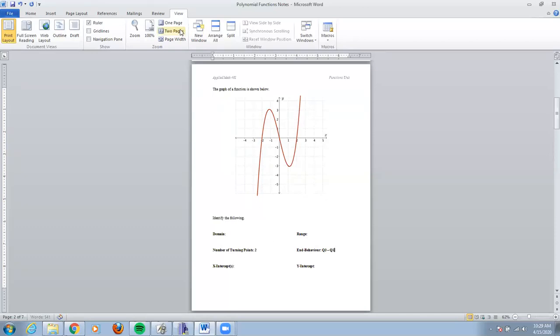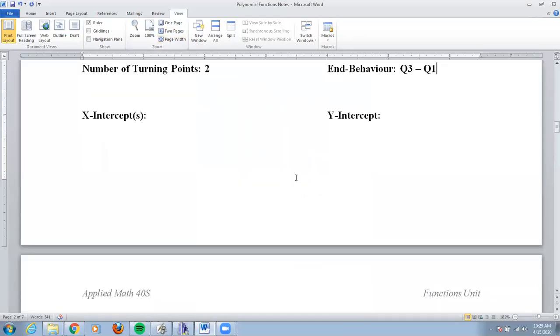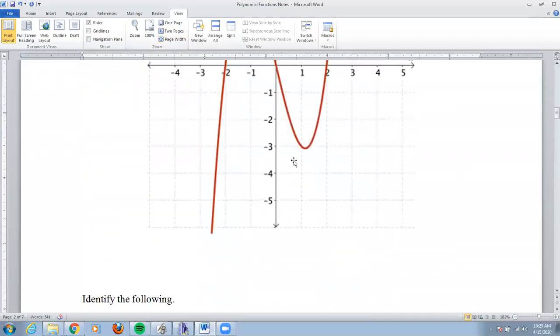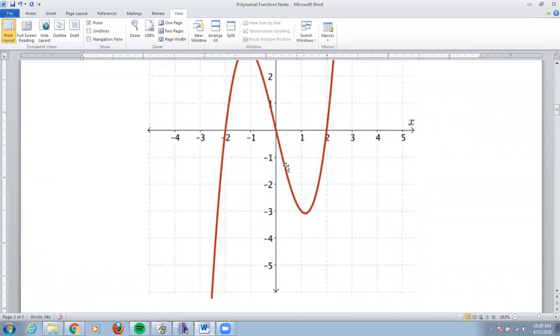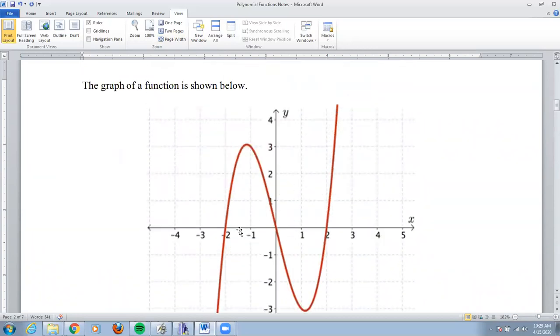If we zoom in closer, we'll be looking at the number of x-intercepts. So it's obvious that there are 3 x-intercepts. It touches the graph at 3 points: at -2, at 0, and +2. So there's 3 x-intercepts.